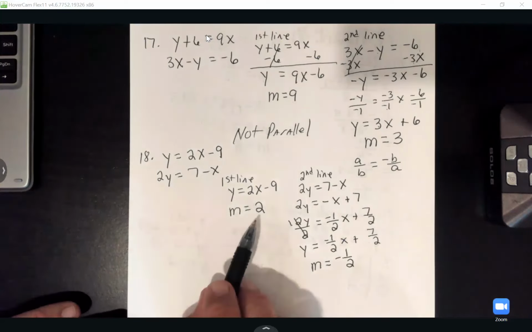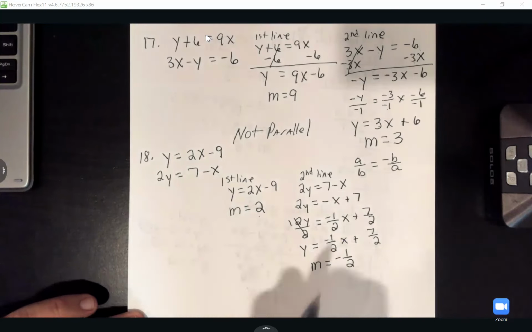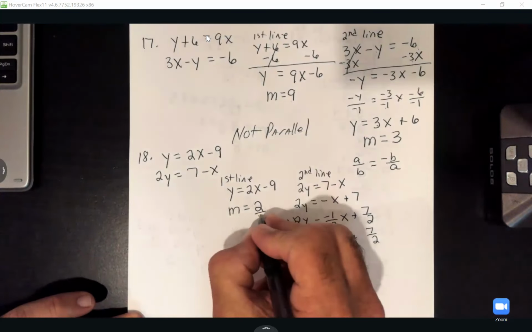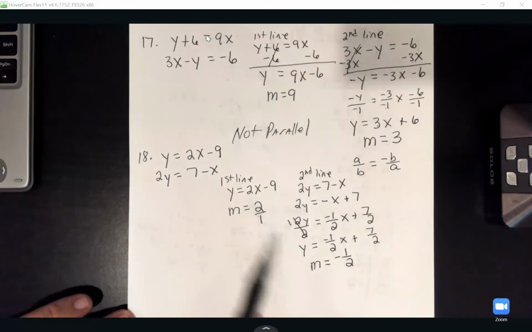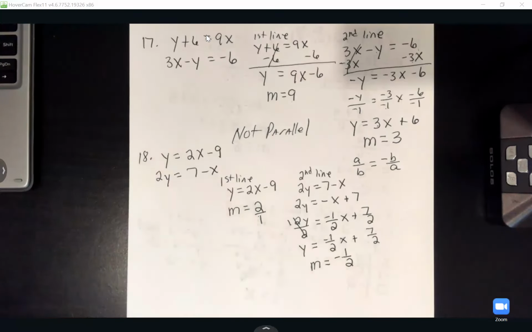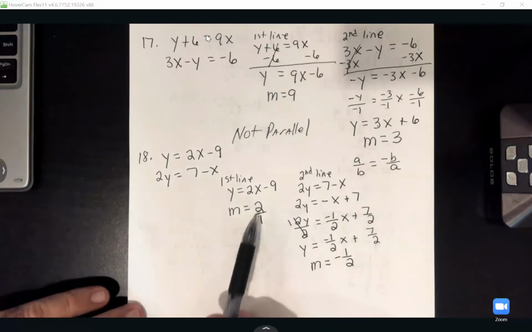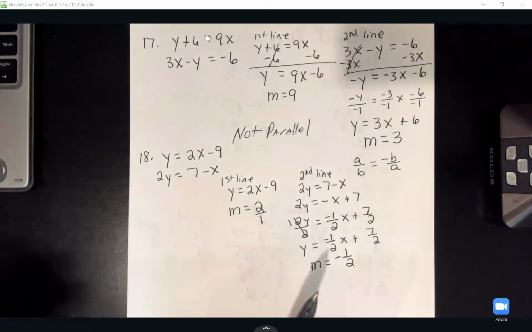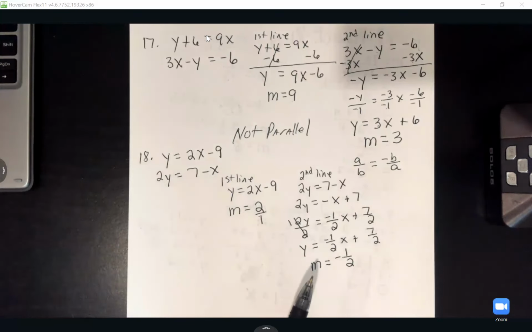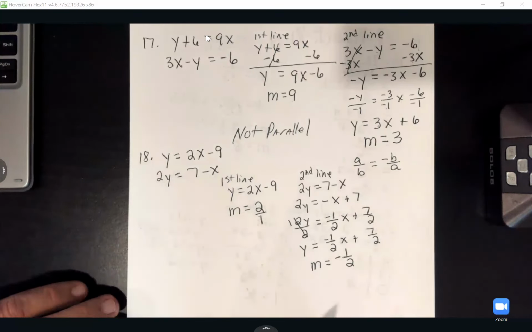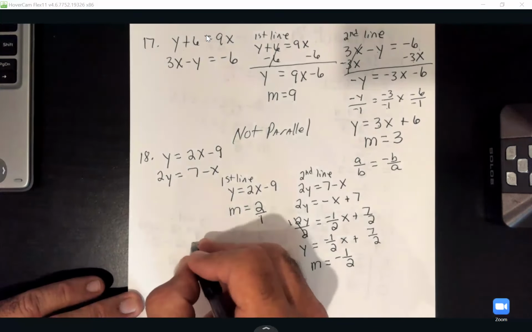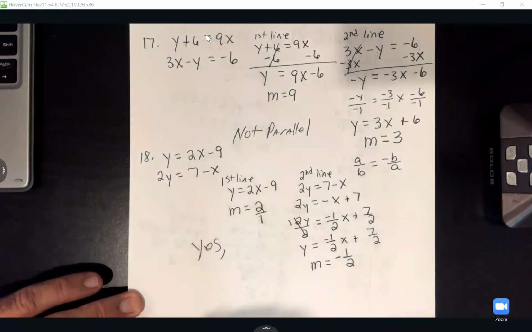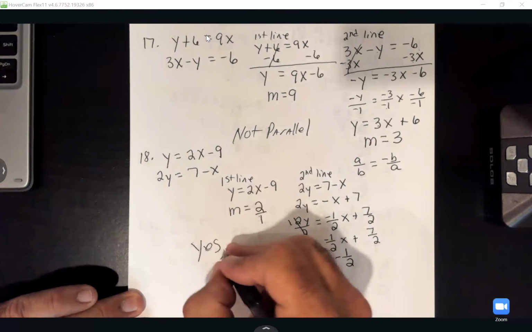So y'all, let me ask you, since there's not a number under the 2, wouldn't we treat that like a 1 technically? So is this 2 over 1 and this negative 1/2, are they negative reciprocals? Did I change the sign and did I flip that fraction? So y'all, on this one, you're going to say, yes, these lines are perpendicular.